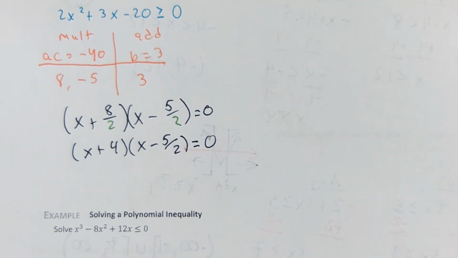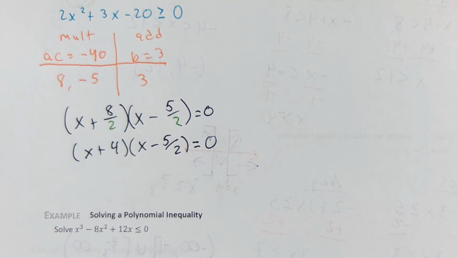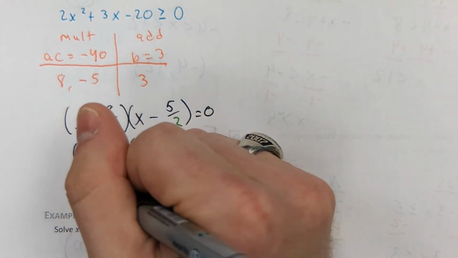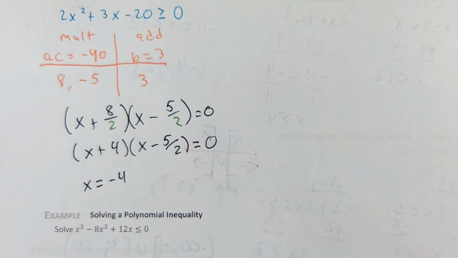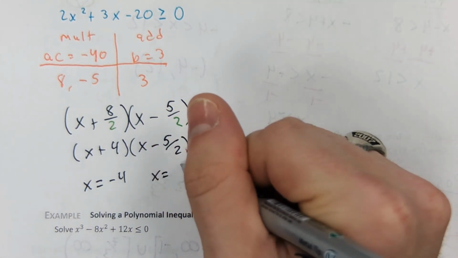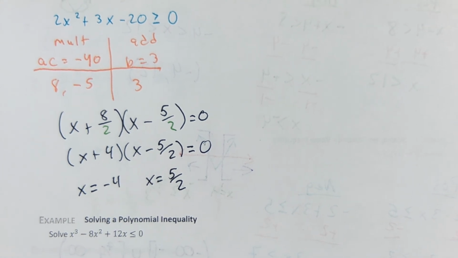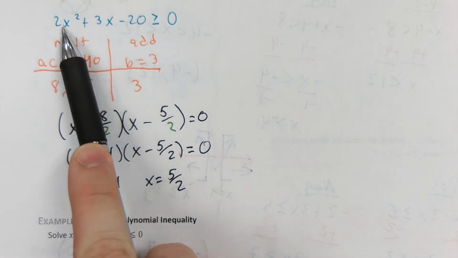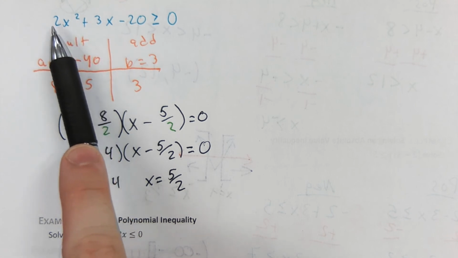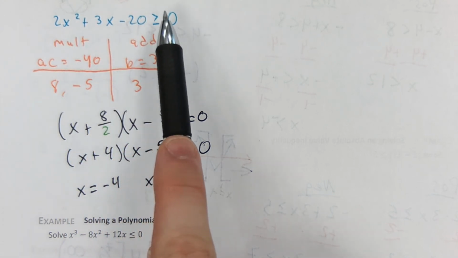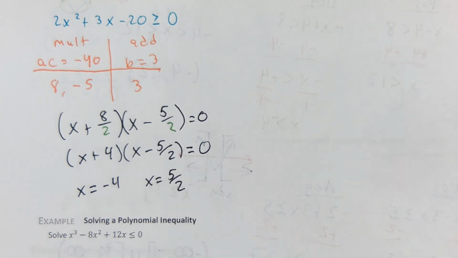The critical values are where your polynomial equals 0. So the two numbers we have to check are x equals negative 4 and x equals 5 over 2, which is 2.5, but I would leave it as a fraction on my test, so we'll just keep calling it 5 over 2. Again, this parabola points up, and what we're asking ourselves is, when is this parabola above y equals 0, above the x-axis?